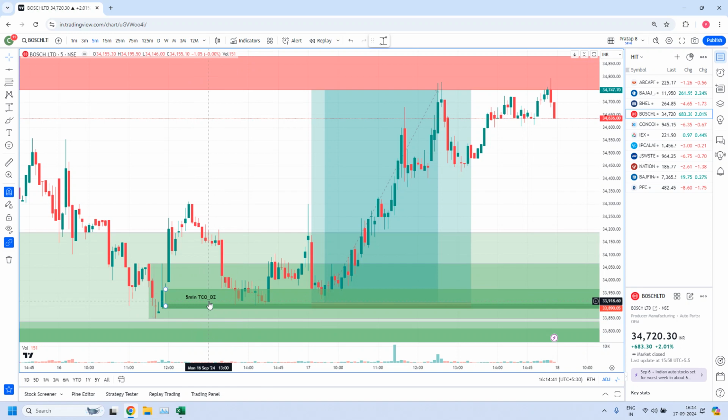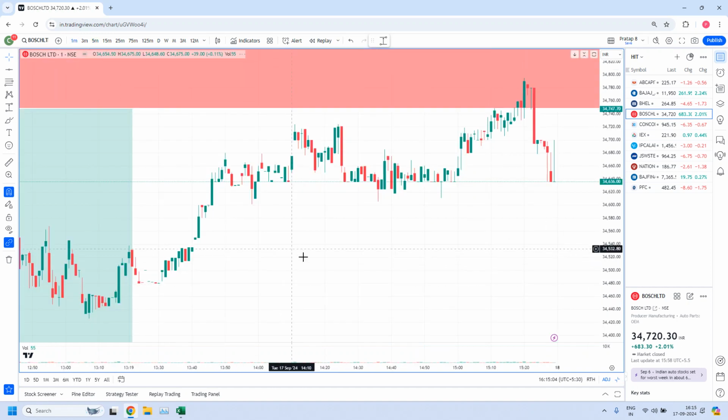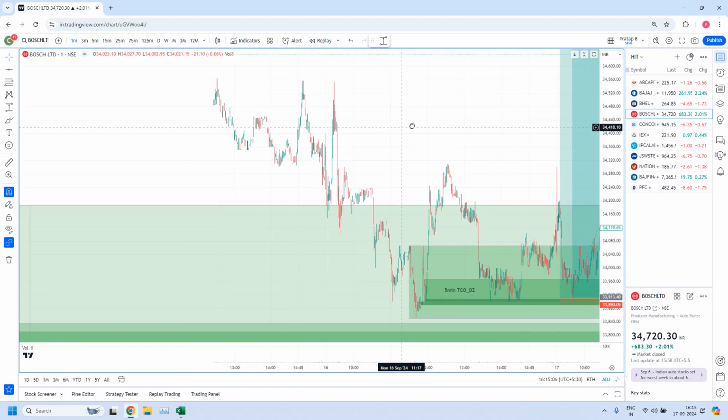TCO zones always indicate the ITF time frame. If this 5 minutes TCO demand zone is the ITF, where you want to take a trade in 1 minute. Of course, you can also take it in 5 minutes if the risk is within your handling capacity. But I had an interest: is there any order flow in the 5 minutes? So with that interest, I went to the 1 minute time frame.